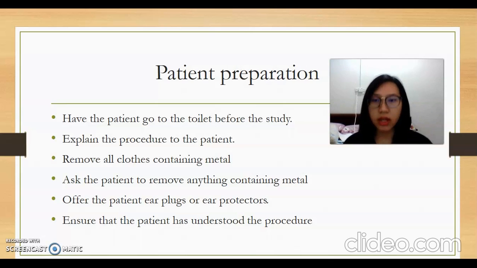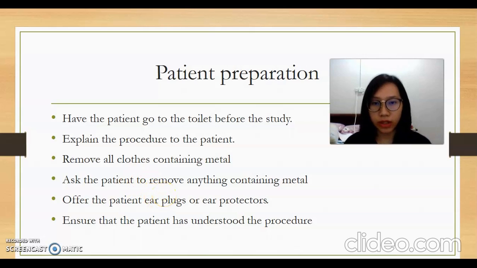Then we will explain the procedure to the patient, and we ask the patient to remove all clothes containing metal, because we will be examining the liver region. So if the shirt has zips or metal buttons, the patient will have to change into a hospital gown, and if the patient is wearing jeans, they will have to remove the jeans and wear a hospital gown also.